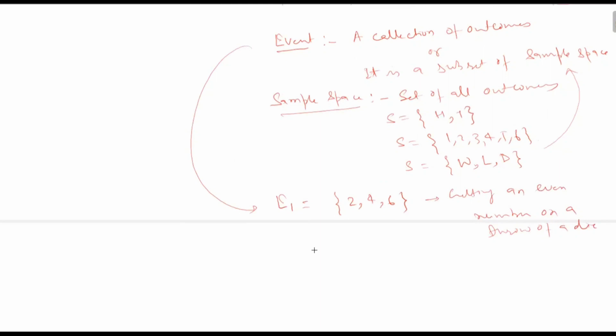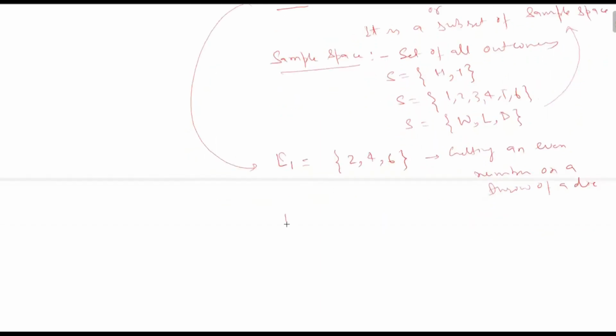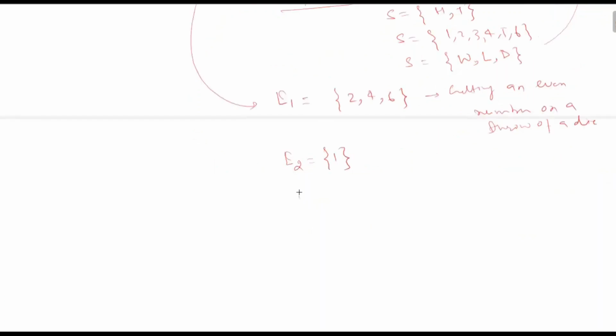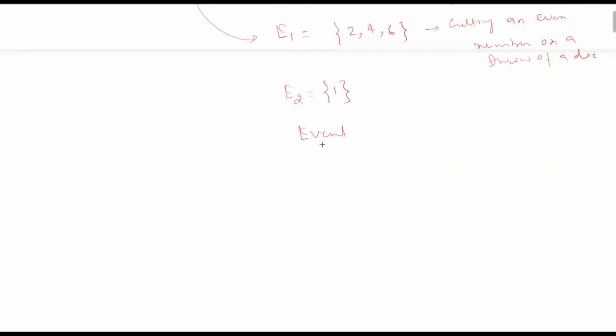The other thing I can say is getting a one in a throw of a die. This is also one of my events. If one comes, then I will say that event E2 has happened. Otherwise, event E2 has not happened. There are several kinds of events that you will be coming across, and I'll be talking a little bit more on that.